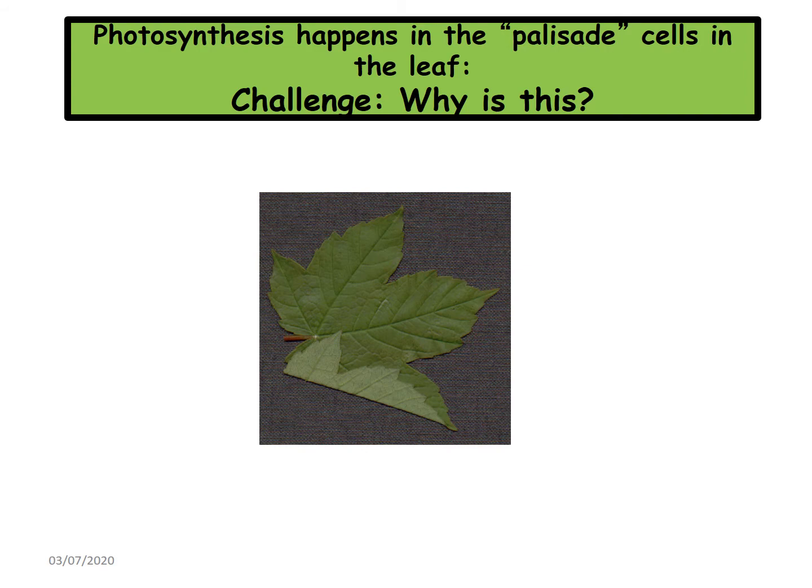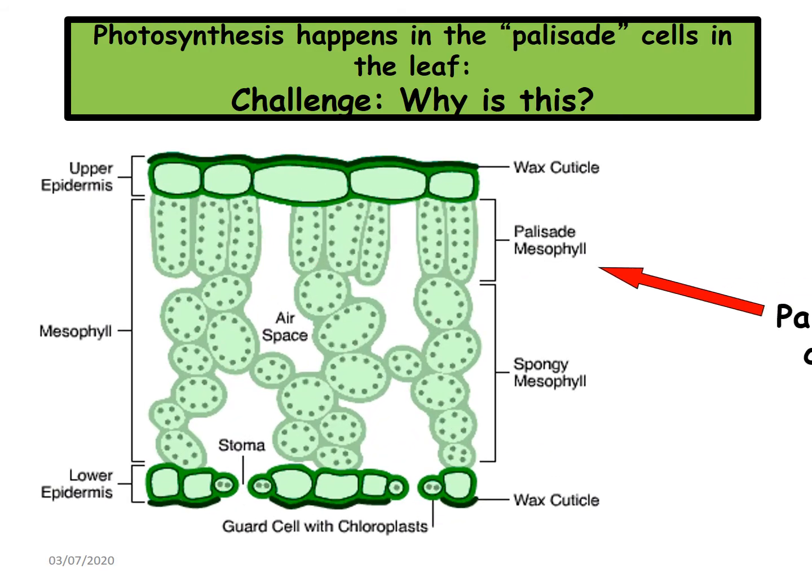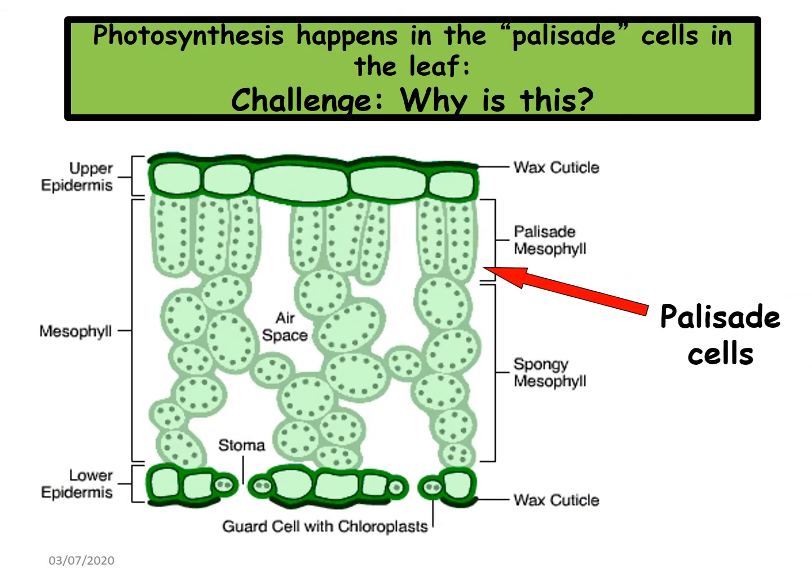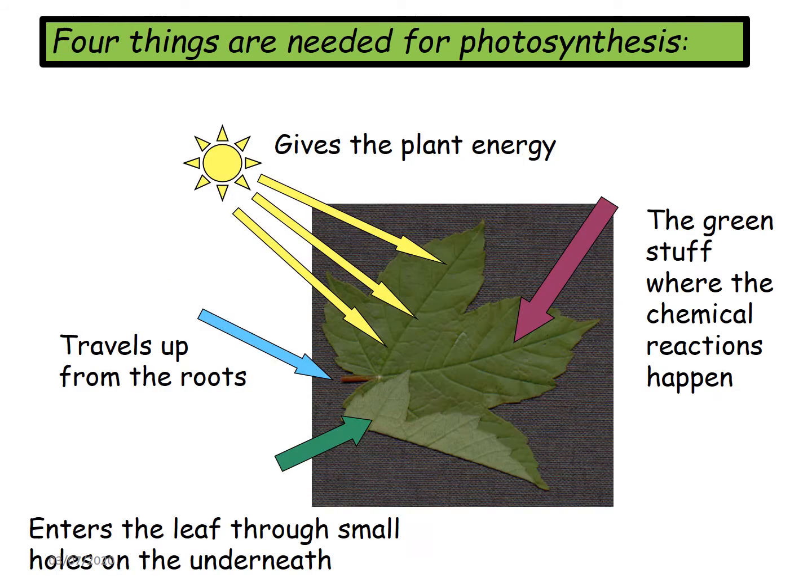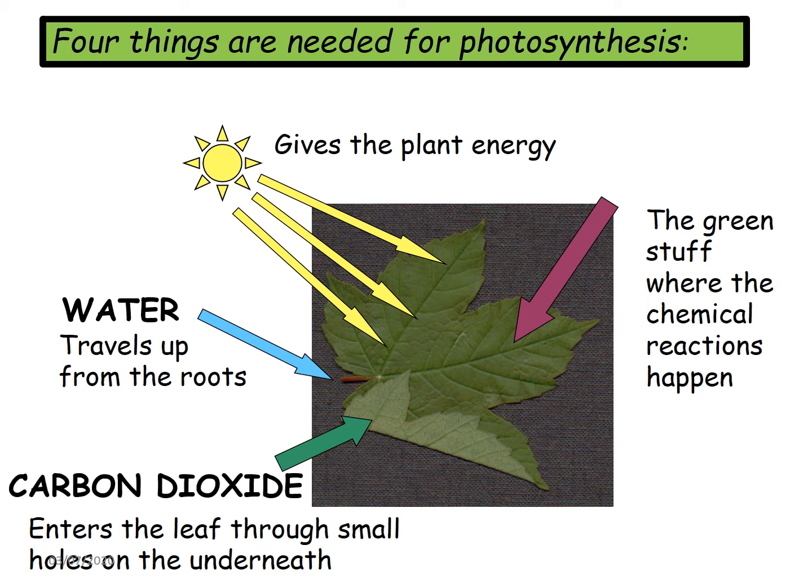Photosynthesis happens in the palisade cells in the leaf. Why is this? Explain. 4 things are needed for photosynthesis to happen: light, water, carbon dioxide and chlorophyll.